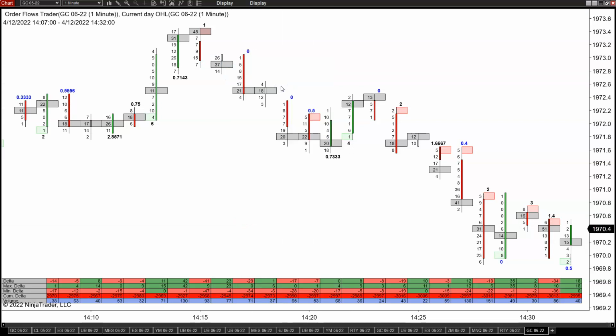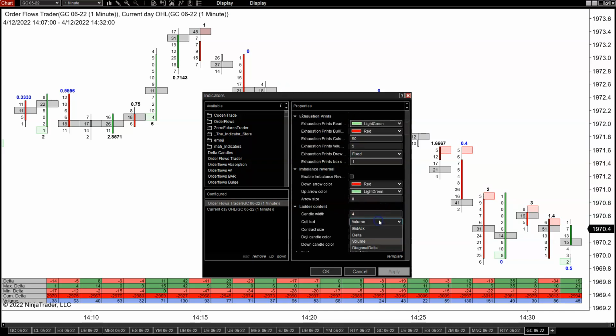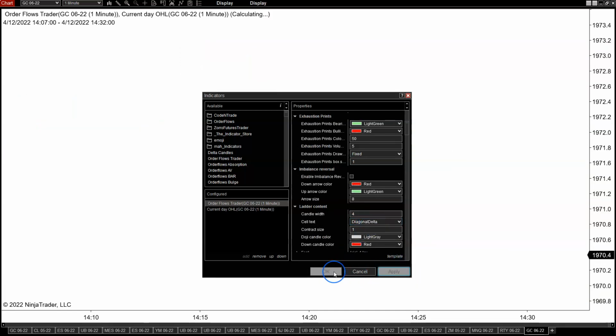Now there's also the diagonal delta. So there's the delta and there's that diagonal delta, right? Remember, markets trade in a two-way auction, and if you want to see what the diagonal delta is, you just change it to diagonal delta.